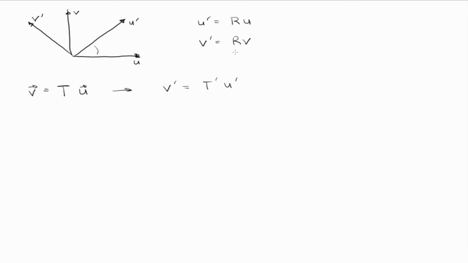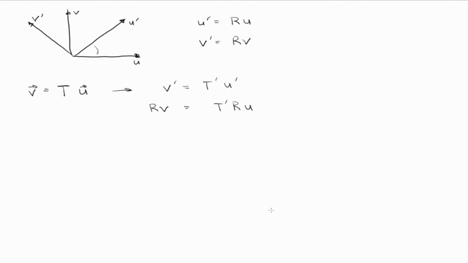So in order to figure that out, let's just plug in what we had for our vectors, right? So U prime is RU, and V prime is RV. So we have RV = T prime RU.